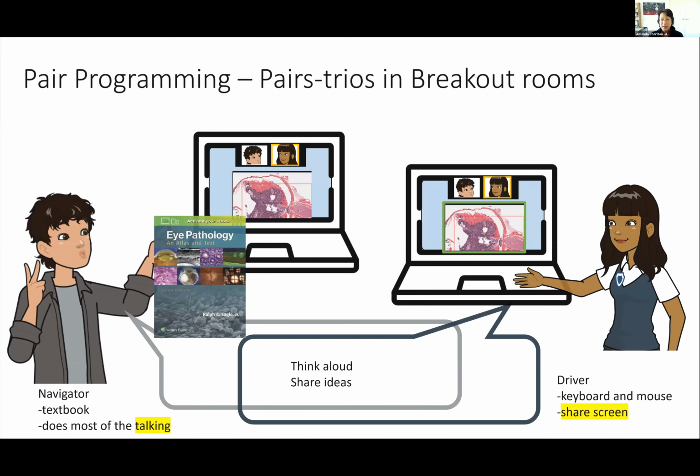How does it work in the online environment? It's like this, as you would imagine. So here we've got Rena, who is the driver. She is sharing the screen of the virtual slide, and Robert can see Rena's screen. Robert has got the textbook. Robert does most of the talking and says to Rena, let's look over there. Let's look at the optic nerve. Let's look at the anterior chamber. And he has got the textbook and says, the textbook says, look here. And Rena is doing the driving and going there.